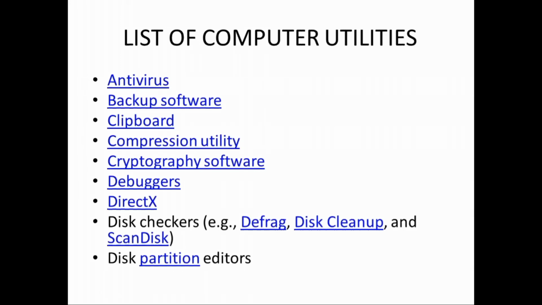So what is the list of computer utilities? We have just 2 minutes. Examples of computer utility software: backup software, keyboard utilities, compression utility, cryptography software. We have debuggers, we have DirectX, we have the disk checkers, which are used to defragment or do disk cleanup or to scan your hard disk. We also have the disk partition editors and the rest like that. All these are essential utility softwares.